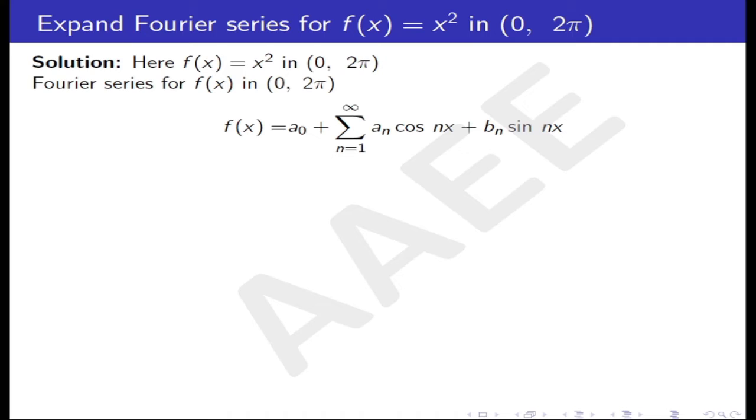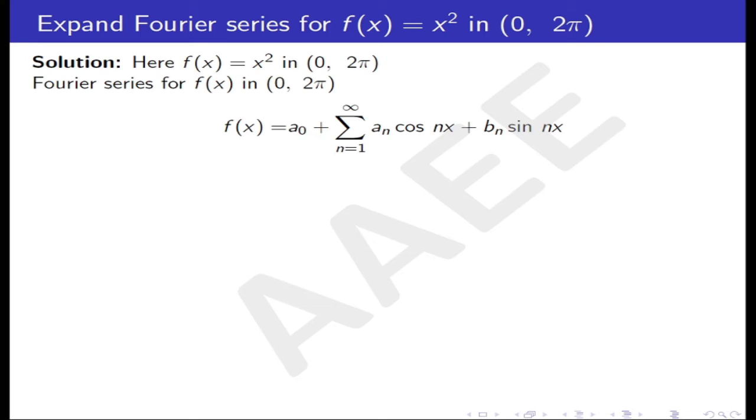Now let us see a sum of this type. Let us take an example, that is, expand the Fourier series for f of x is equal to x square in 0 to 2 pi. Here f of x is equal to x square in 0 to 2 pi.